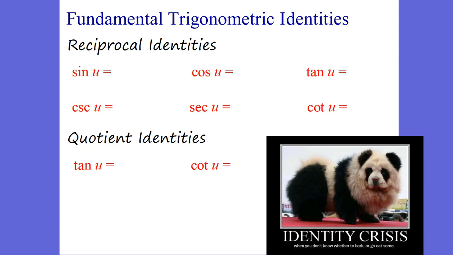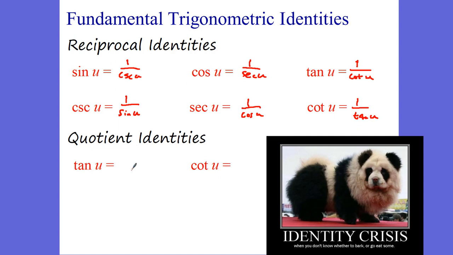And we have a bunch of fundamental identities. We've gone through a lot of these. What do we know about the sine of u? It is the reciprocal, 1 over cosecant of u, which means cosine of u is 1 over secant of u, and tangent is 1 over cotangent of u. Each of these is related to y over hypotenuse, x over hypotenuse, y over x. The cosecant is the reciprocal of sine of u, the secant is the reciprocal of cosine of u, and cotangent is the reciprocal of tangent of u as well.